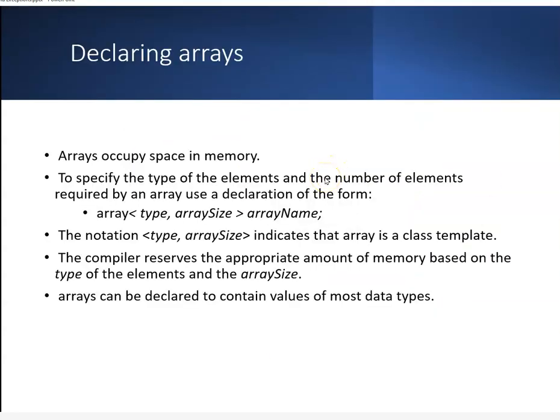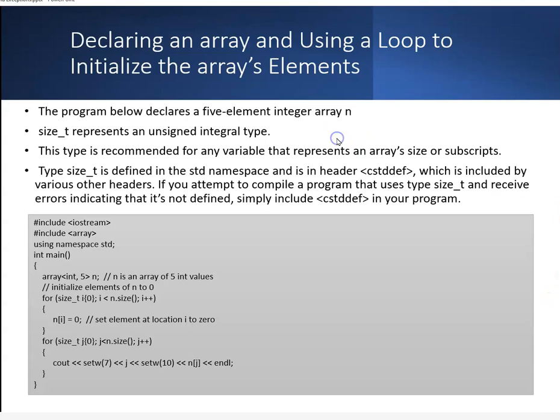Now, when we declare an array, it occupies space in memory. To specify the type of the elements and the number of elements required by an array, use a declaration of the form array<type, arraySize> arrayName. The notation <type, arraySize> indicates that the array is a class template. The compiler reserves the appropriate amount of space in memory based on the type of the elements. Arrays can be declared to contain values of most data types.